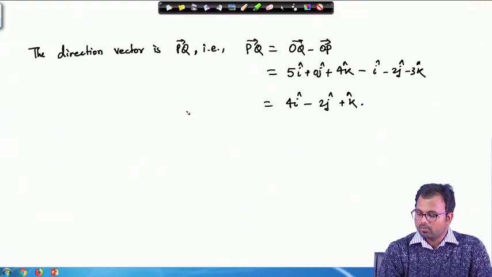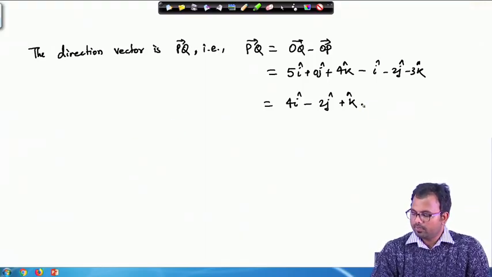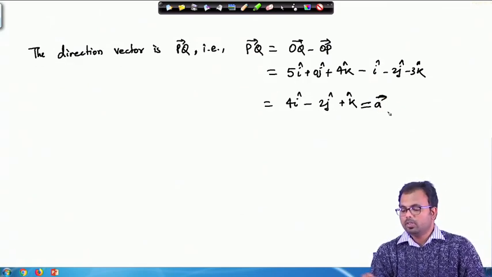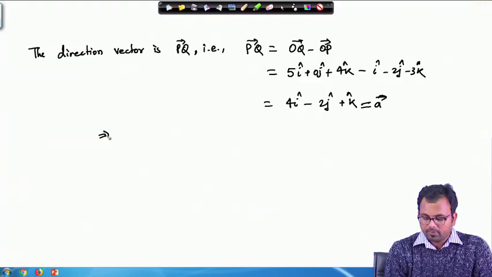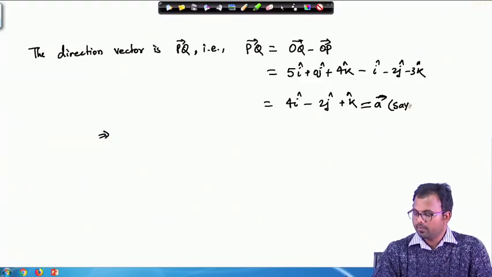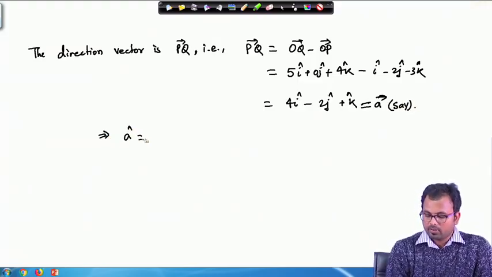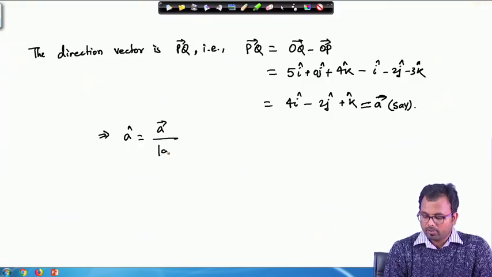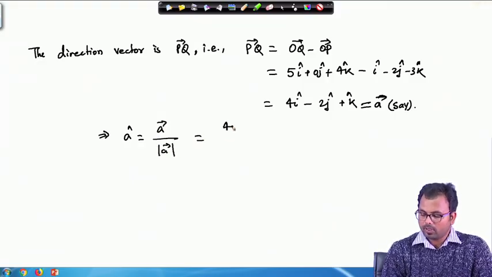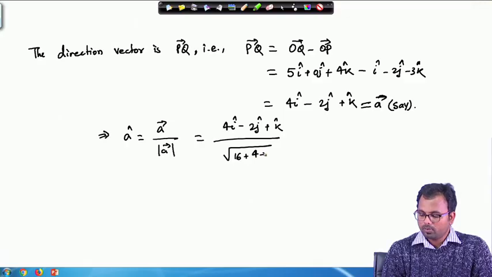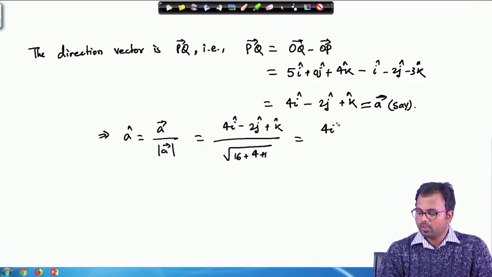Let us say PQ is our vector a. From here, a cap is a by mod of a. So, this will be 4i minus 2j plus k divided by the square root of 16 plus 4 plus 1. So, this is basically 4i minus 2j plus k divided by square root of 21, all right.